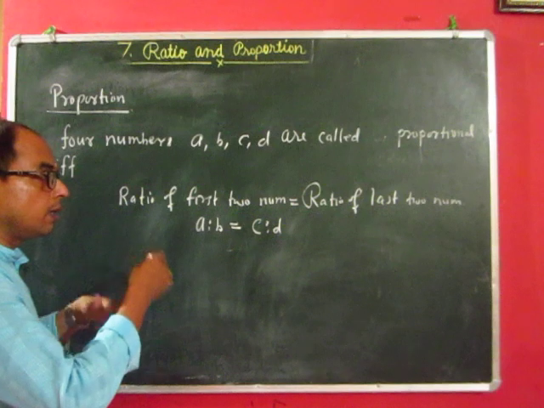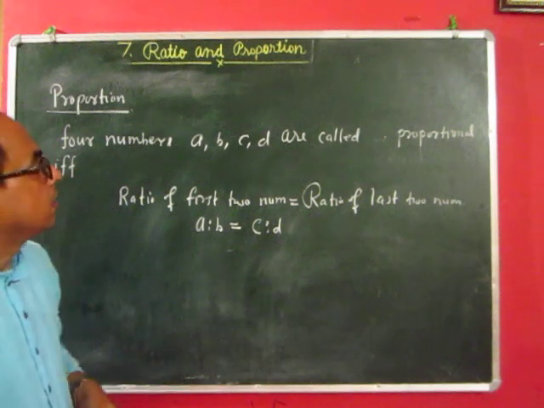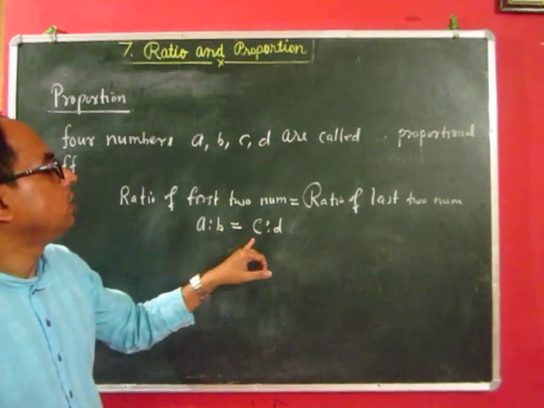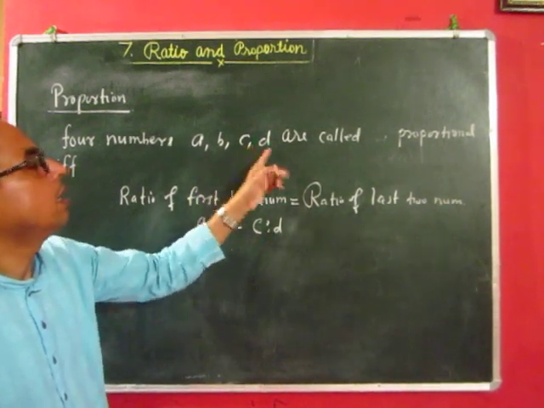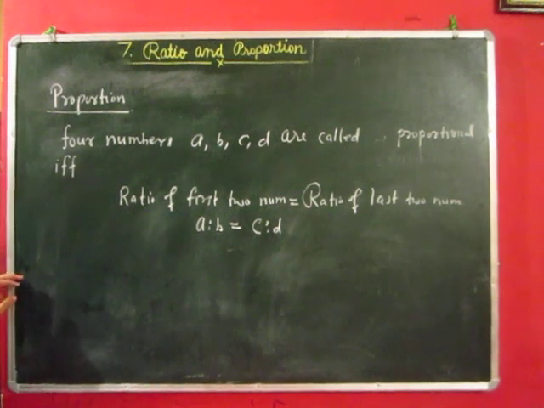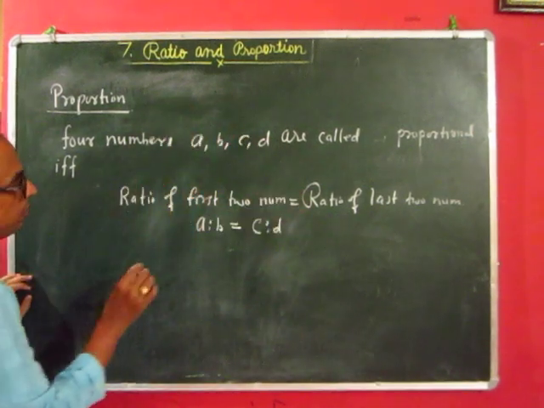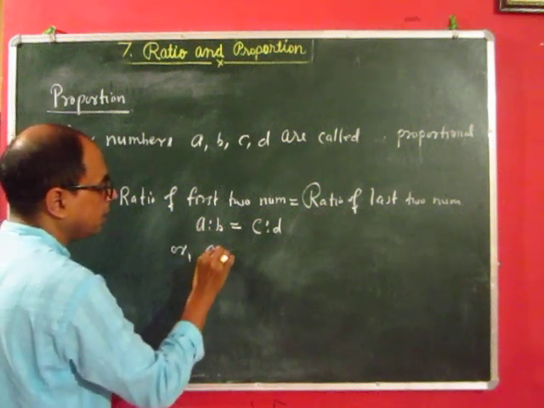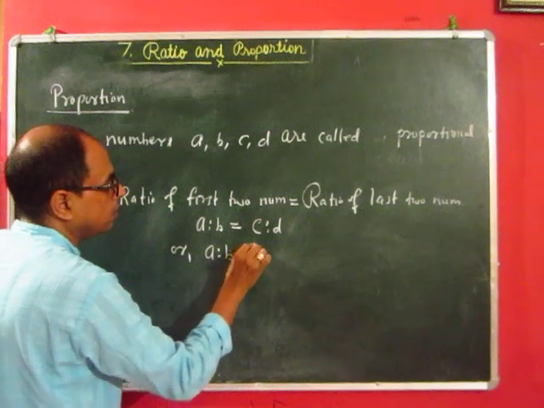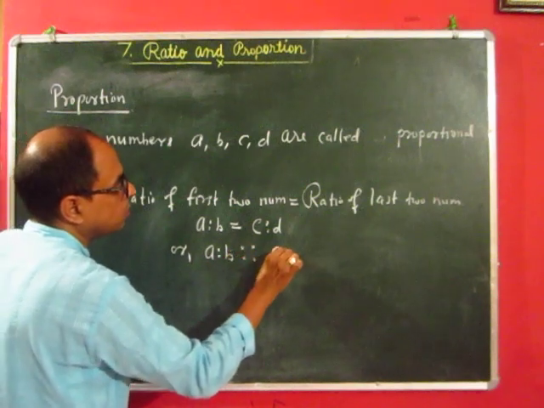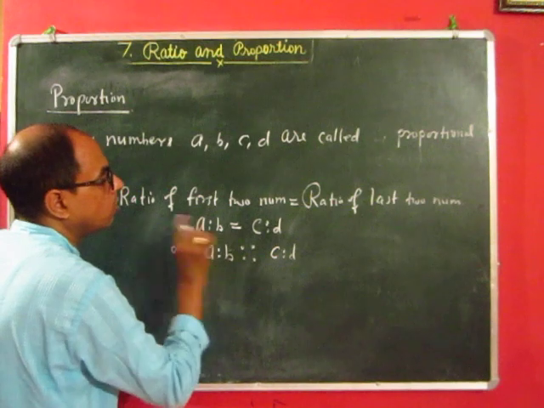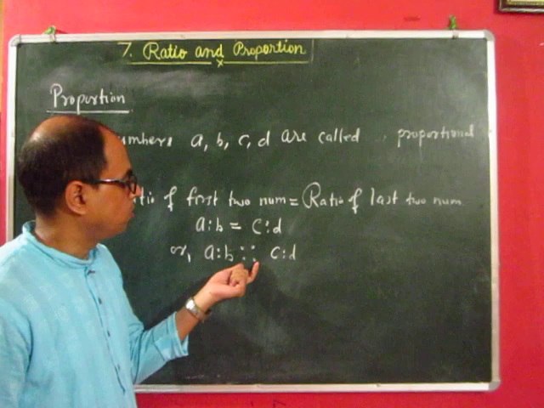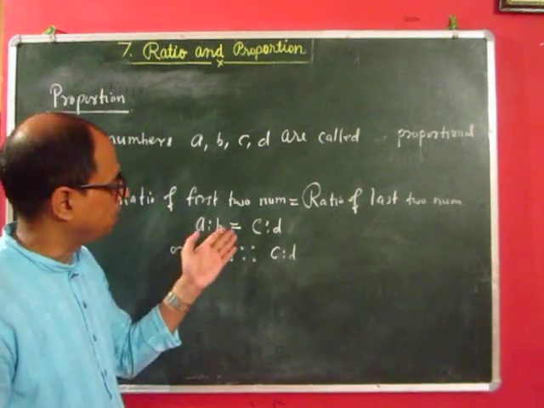The inverse is also true. If A is to B equals C is to D, then you can say that A, B, C, D are proportional. It is also denoted as A is to B is same as C is to D. This is the symbol for proportional. Clear? So either you can use this symbol or you can use equality also. We will use the equal sign.